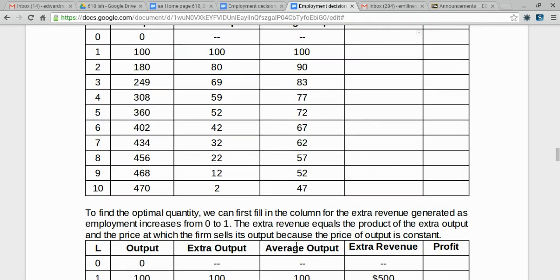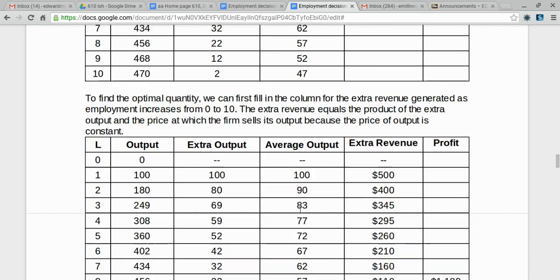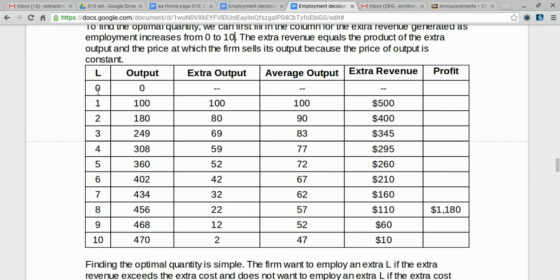To find the optimal quantity, we can first fill in the column or calculate the extra revenue generated as employment increases from 0 to 10. The extra revenue equals the product of the extra output and the price at which the firm sells its output, because the price of output is constant. Let's look at what happens when L goes from 0 to 1. Output increases by 100, so the extra revenue is going to be the extra output 100 times the price of output 5. The extra revenue is $500.